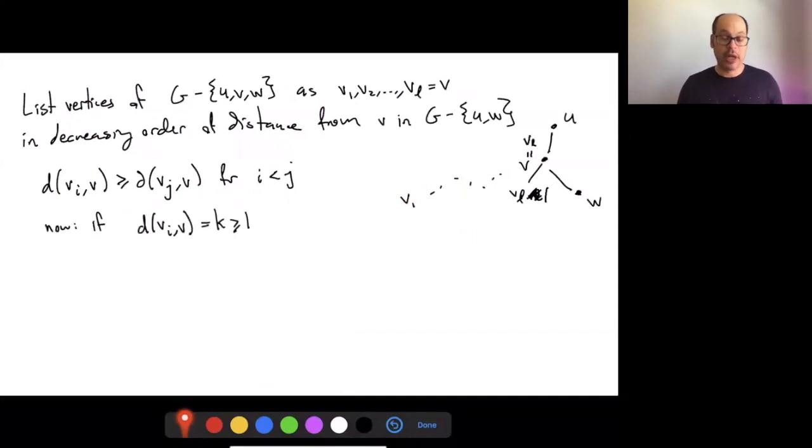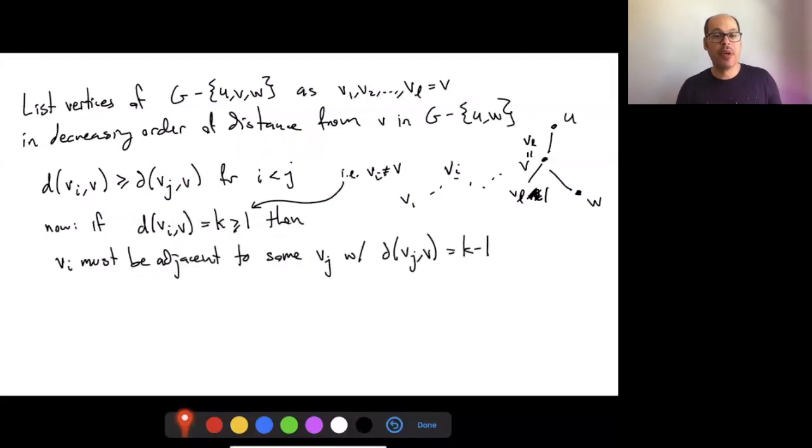All right. Now look at one of these vertices, some vi, somewhere out here in the middle of things. Let's suppose that it's at least a distance 1 away from the vertex v, which is really just to say that it's not v itself, right? Because distance 0 would be v itself, and that's as close as you can get. Well, then, what do you know? It's going to have to be adjacent to something which is closer to v, and therefore something with a larger index.